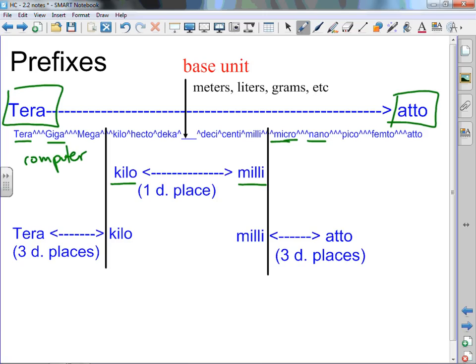Now, what we have here in the middle is what we call the base unit. This is where we have our standard measurement without a prefix. And then every prefix that occurs to the left or to the right moves by a power of 10 or several powers of 10. In the example here in the middle, from kilo to milli, each prefix is a power of 10, which relates to 1 decimal place.